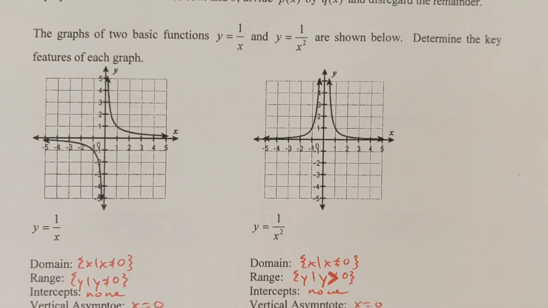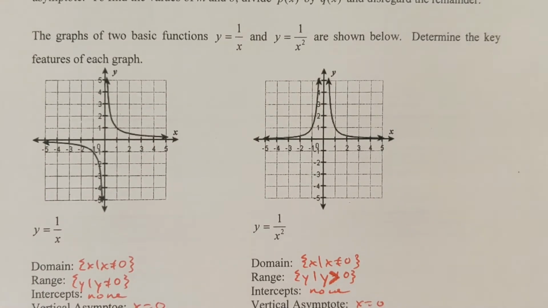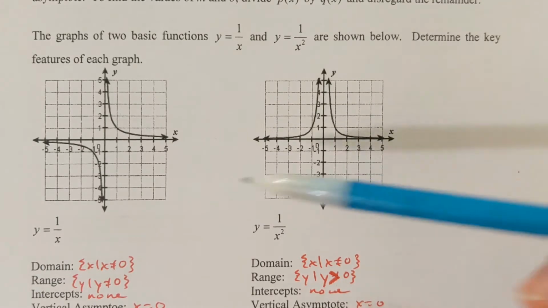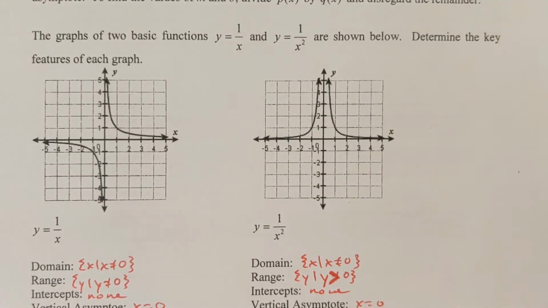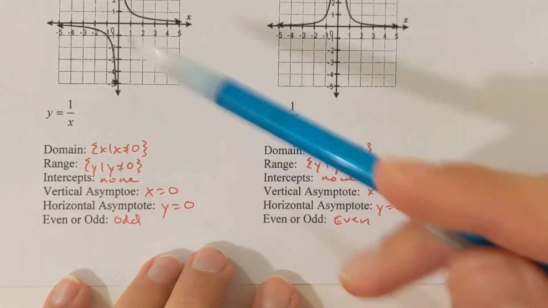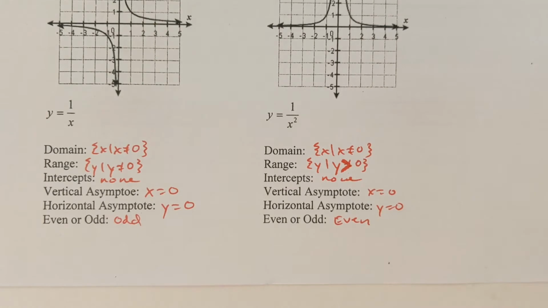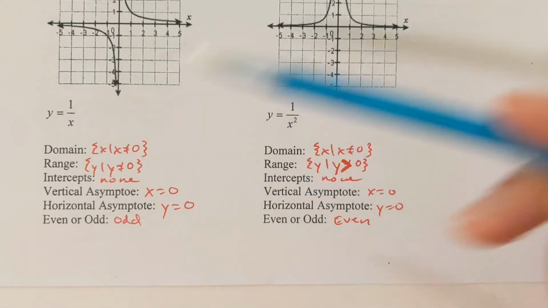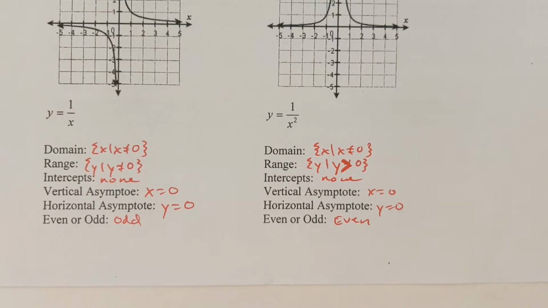The graphs of two basic functions, y equals 1 over x and y equals 1 over x squared, are shown below. Determine the features of each graph. I've got the graphs of y equals 1 over x and y equals 1 over x squared shown, and we're just going to answer some questions about these individual graphs. So the first one, y equals 1 over x. The domain is the set of all x such that x is not equal to 0. Okay, so you can't divide by 0. The range is the same set, the set of all y such that y is not equal to 0.